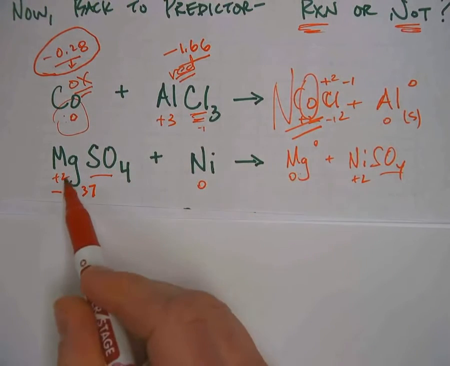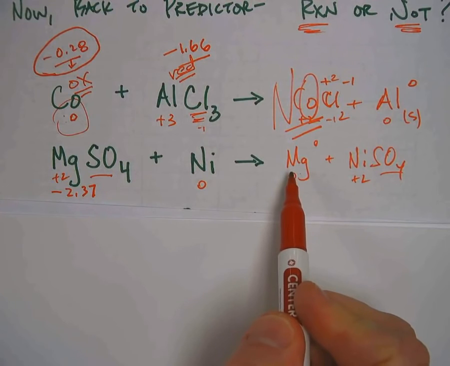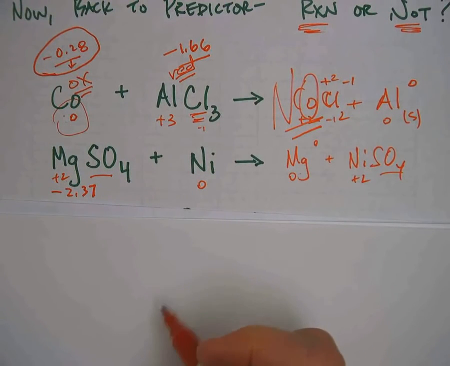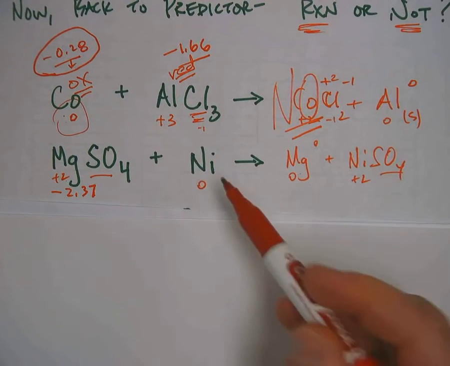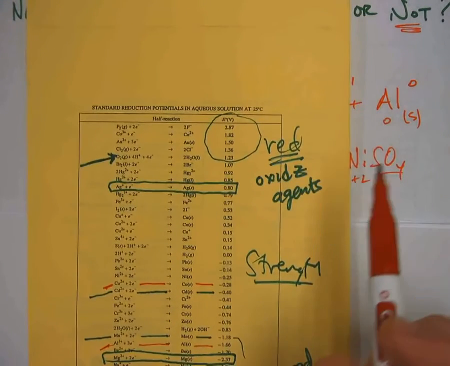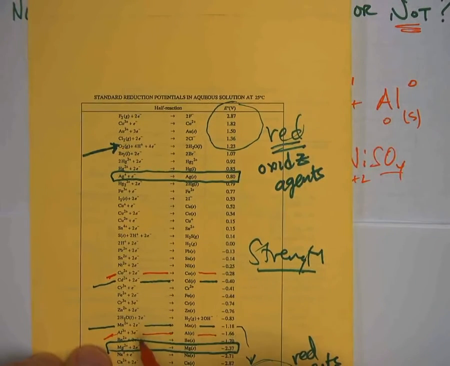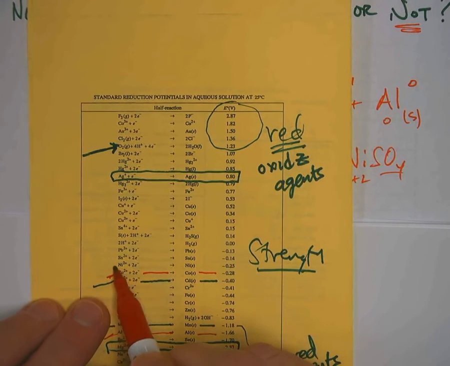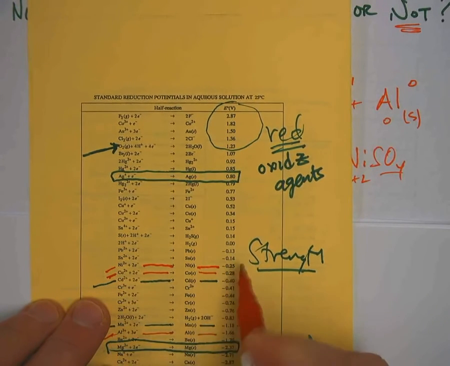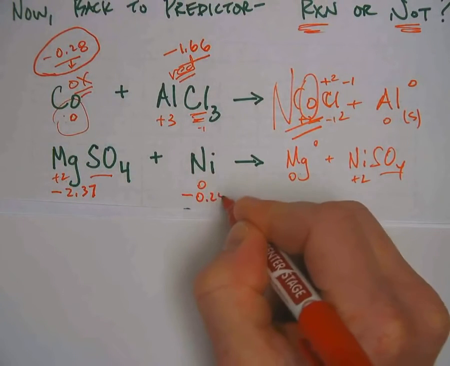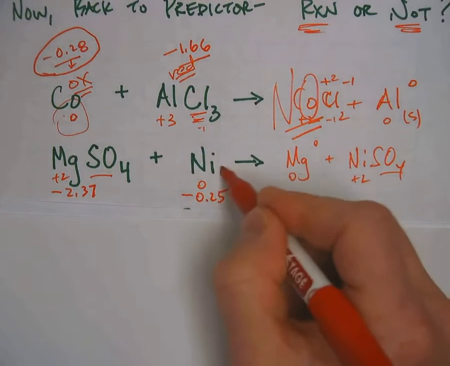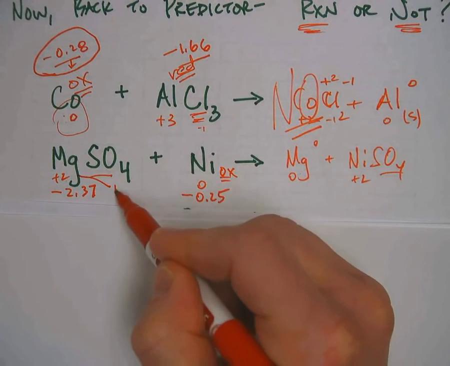Magnesium is negative 2.37 for its potential to be reduced. What's happening to magnesium, by the way, here? Is it being reduced or is it being oxidized? It goes from plus 2 to 0, so it's going down in charge, right? So it is being reduced, okay? Nickel, on the other hand, let's look that up. I think, have we looked at nickel before? Let's find nickel on here. Nickel is right here, right above cobalt, and nickel's standard reduction potential is negative 0.25. Negative 0.25. Okay, what's happening to nickel? It's going from 0 to positive 2. So nickel is being oxidized, and magnesium here is being reduced.